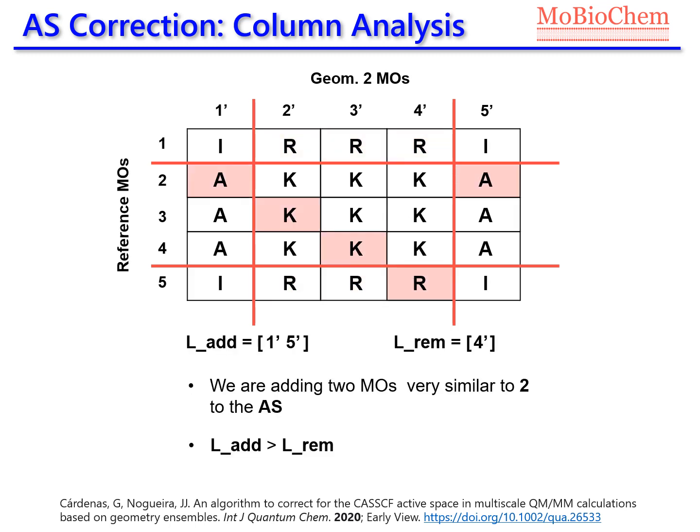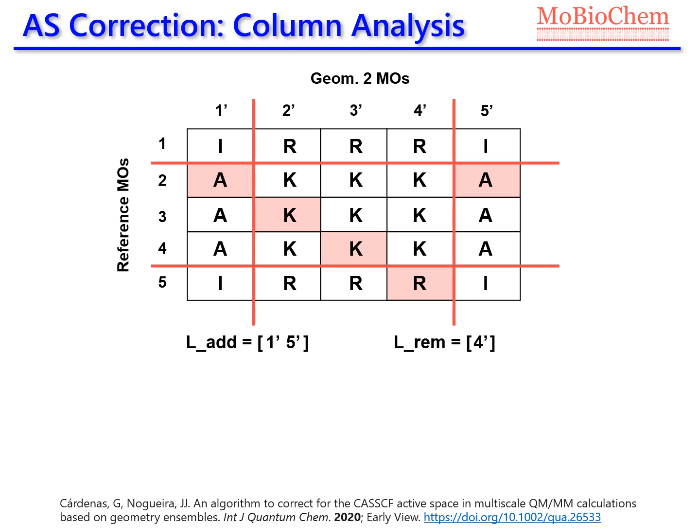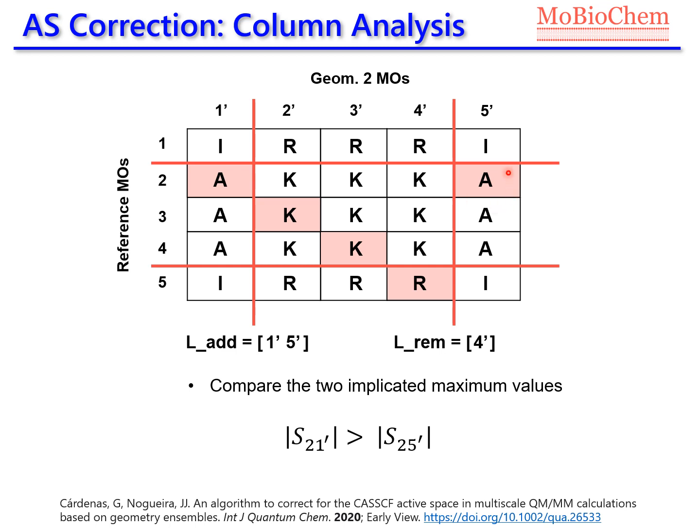Okay, so now let's go back to the pathological situation we had evidenced before. So in this case, as we had seen before, we have the situation in which we would like to add both 1 and 5 to the active space, but only 4' would need to be removed. So how does the algorithm proceed? Well, in reality, it analyzes each one of the columns separately. However, whenever it faces a situation like this one here, it will immediately compare the two implicated matrix elements. That is to say, it will see which one is the larger one and which one is the smaller one.